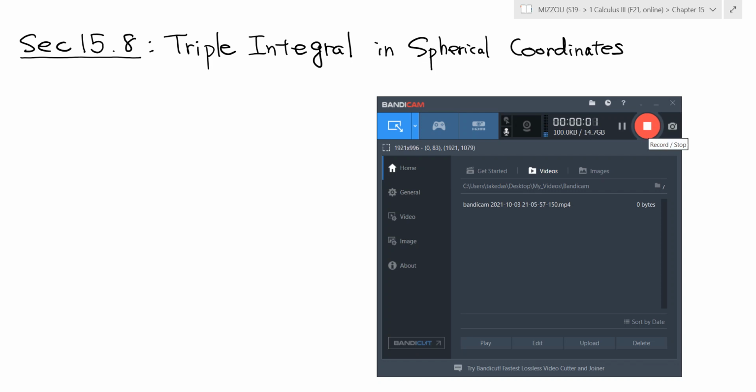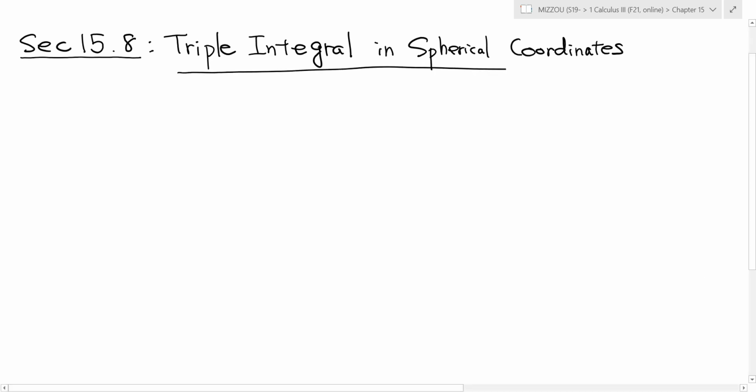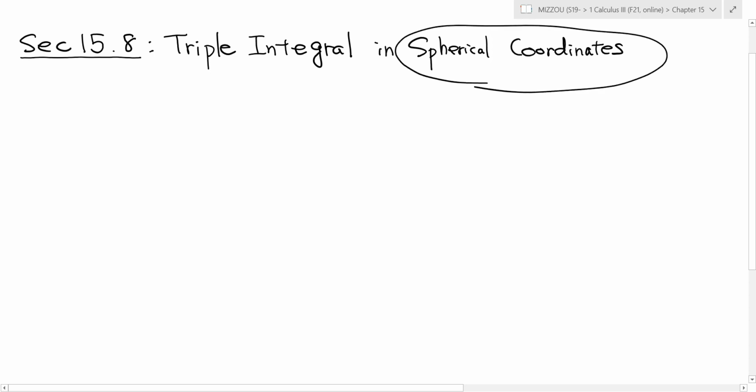Alright, in this video, I'm going to cover section 15.8, which is about triple integrals in spherical coordinates. This section is going to be divided into two videos, and this is the first one of them. So in the previous section, we did triple integrals in cylindrical coordinates. And in this section, we're going to introduce another coordinate system called spherical coordinates.